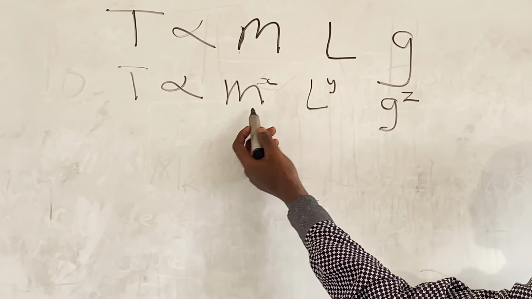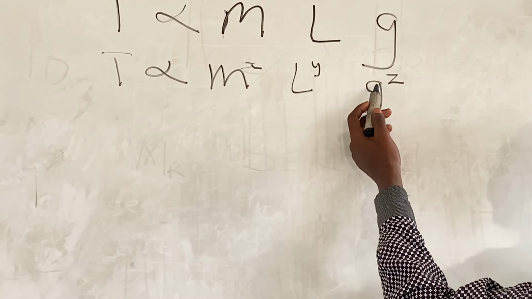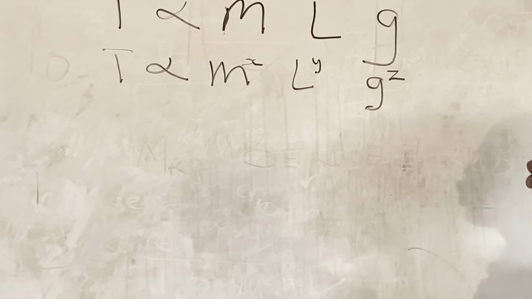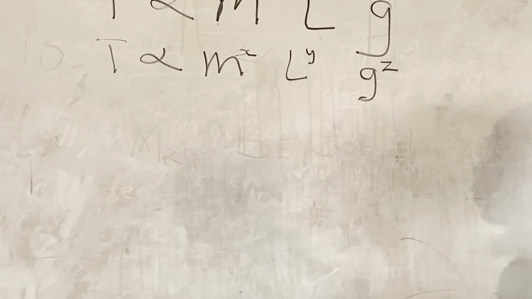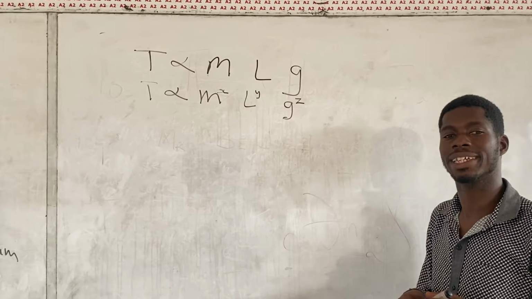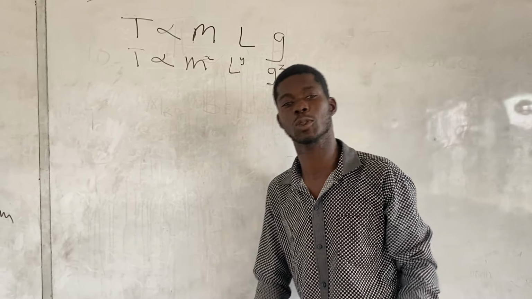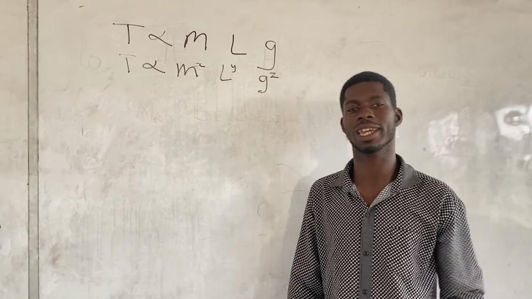M will have X, L will have Y, and G will have Z. Or you can choose to write A, B, C. Any of them that you want to use. When I was in senior high school, I loved using X, Y, Z, so I want to stick to that one to teach you as well. Okay, so we continue.